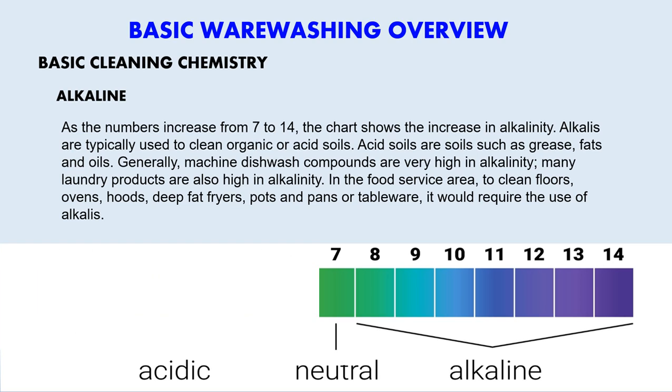As the numbers increase from 7 to 14, the chart shows an increase in alkalinity. Alkalis are typically used to clean organic or acid soils. Acid soils are such as grease, fats, and oils. Generally, machine dishwash compounds are very high in alkalinity. Many laundry products are also high in alkalinity. In the food service area, to clean floors, hoods, ovens, deep fat fryers, pots and pans, or tableware, it would require the use of alkalis.